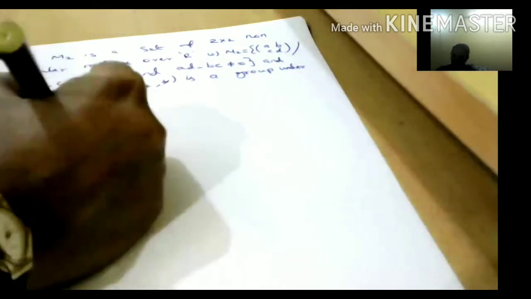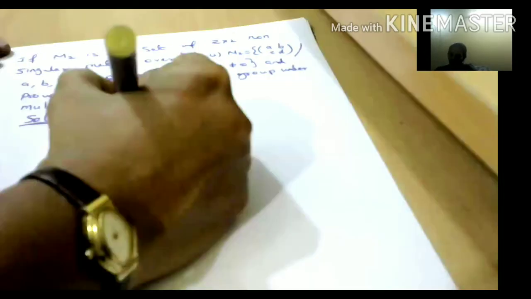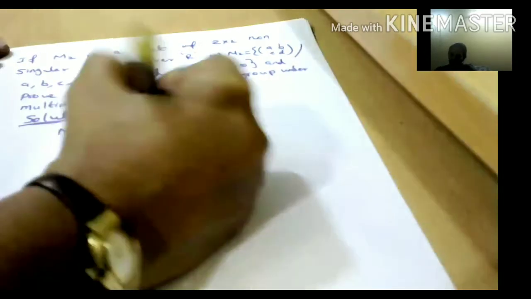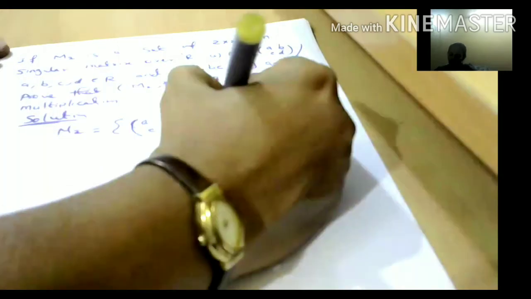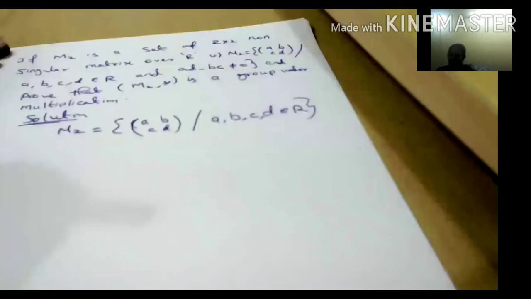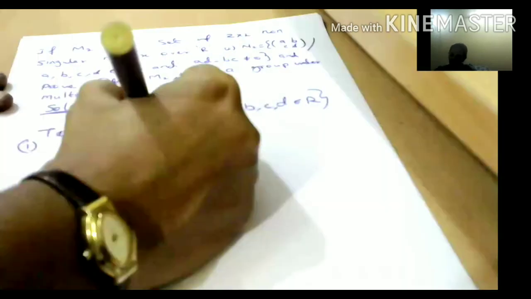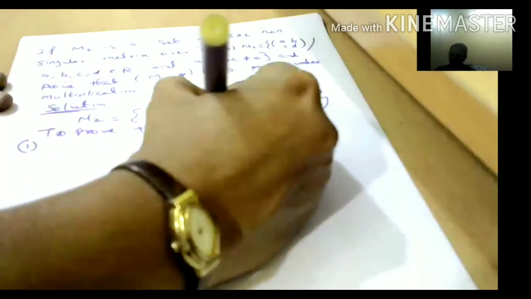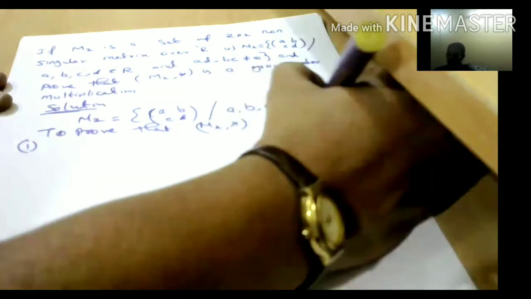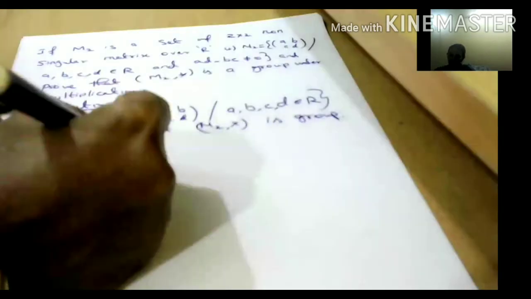So write the given set. M2 is equal to the set of all [A, B; C, D] such that A, B, C, D belong to capital R, real numbers. So to prove that (M2, multiplication) is a group, the first condition is the closure property.